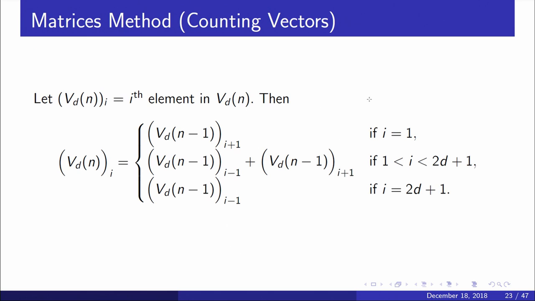Now we can determine every element of the vector V_{d,n} from the translation formula similar to the pseudo-Pascal triangle. We can see that every element is determined from the previous vector V_{d,n-1}.